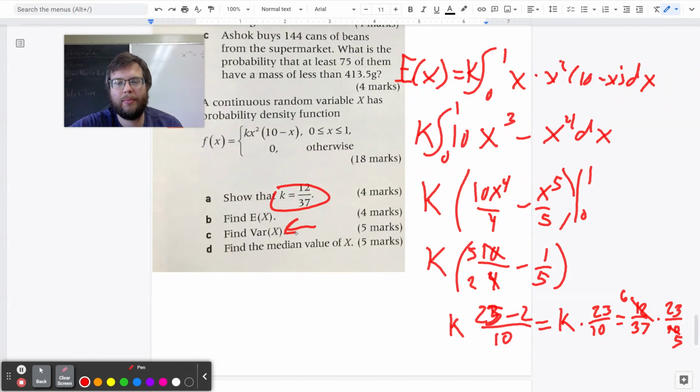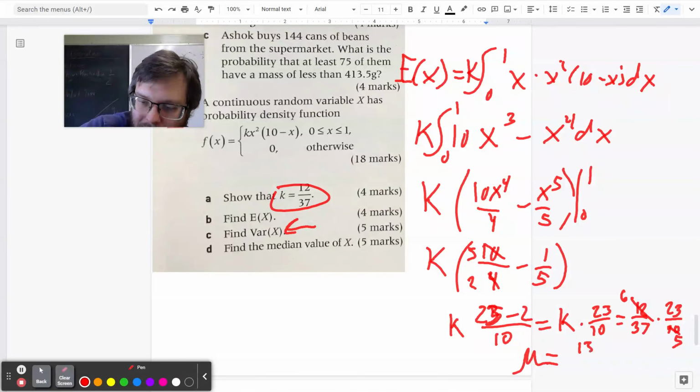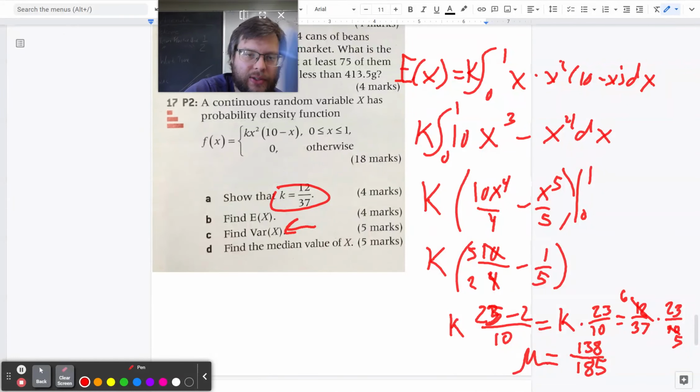So I guess I won't give up here. I'll actually calculate it. 6 times 23, what is that? 120, 138. So this will be our mu value. So we'll have 138. And then 5 times 37, what is that? 150 plus 35, 185. There's always a chance I screwed up my fractions there, but that looks good enough for now.